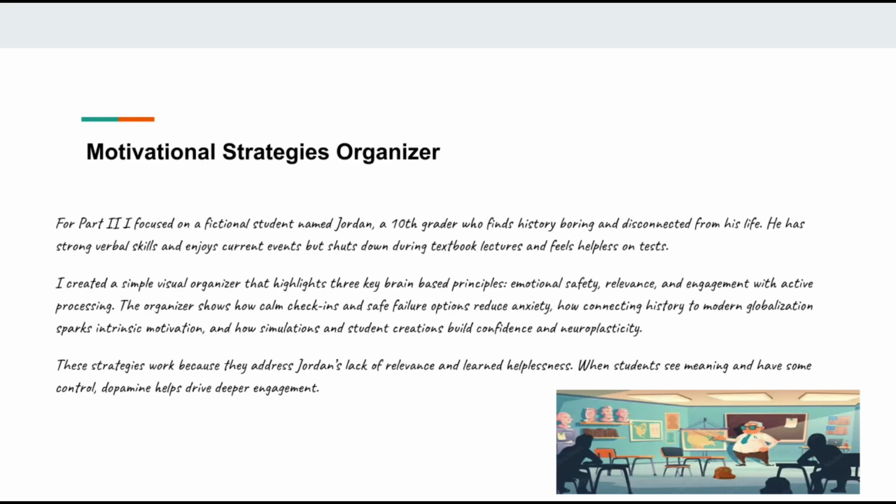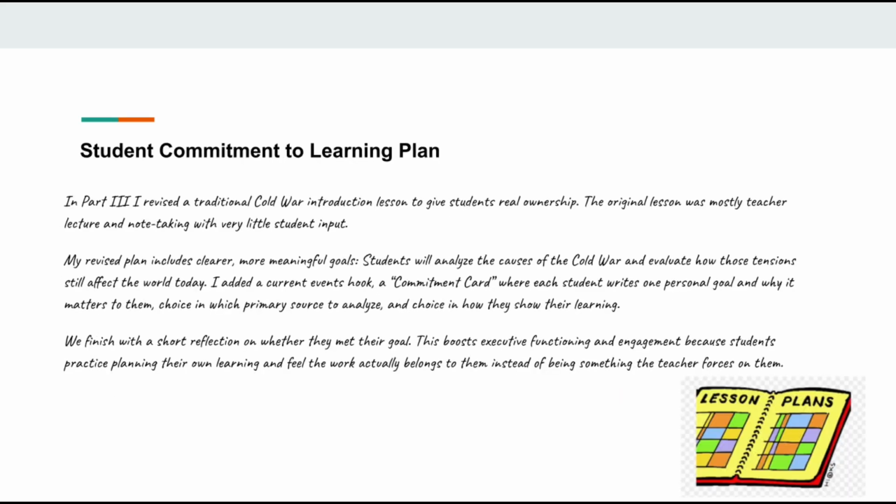So I created a visual organizer that highlights 3 key brain-based learning principles: emotional safety, relevance, and engagement with active processing. And the organizer shows how calm check-ins and safe failure options can reduce anxiety, how connecting history to modern globalization sparks intrinsic motivation, and how simulation and student creations build confidence and neuroplasticity. So these strategies work because they address Jordan's lack of relevance and learned helplessness. When students see meaning and have some control, dopamine helps drive deeper engagement.